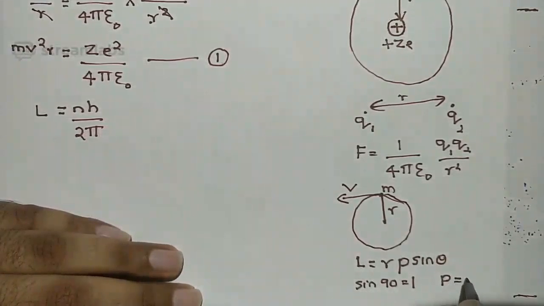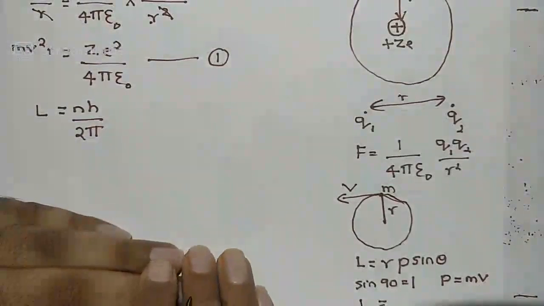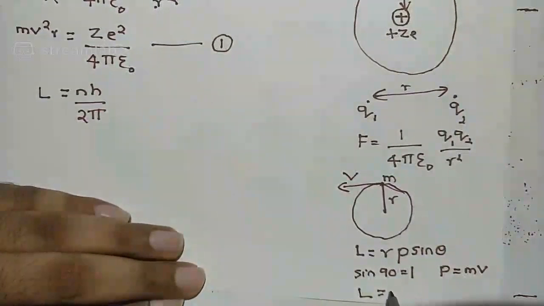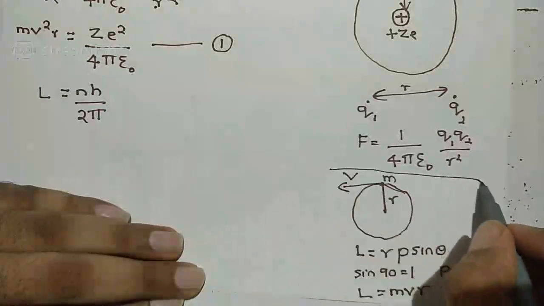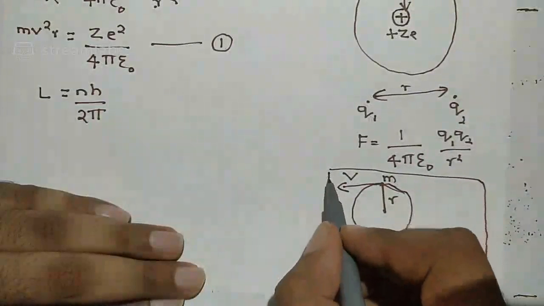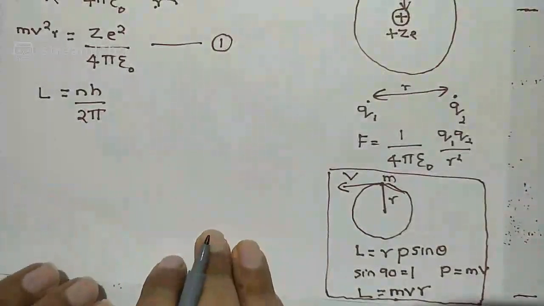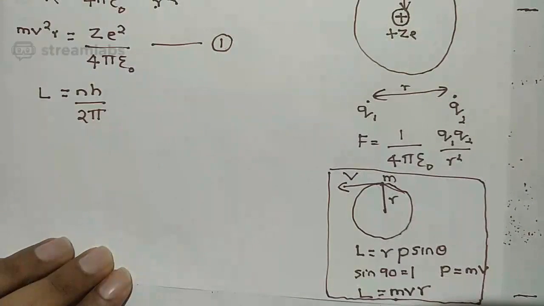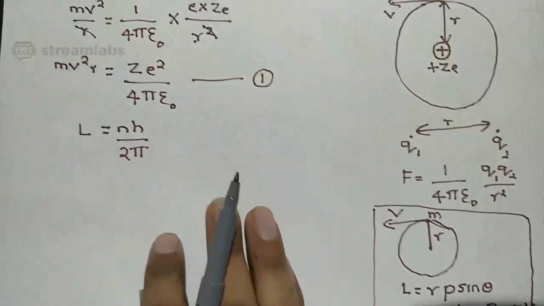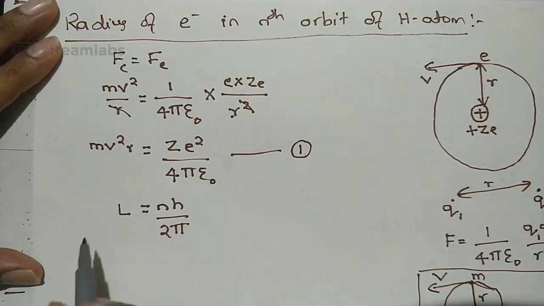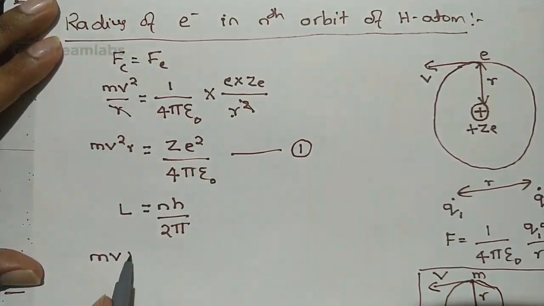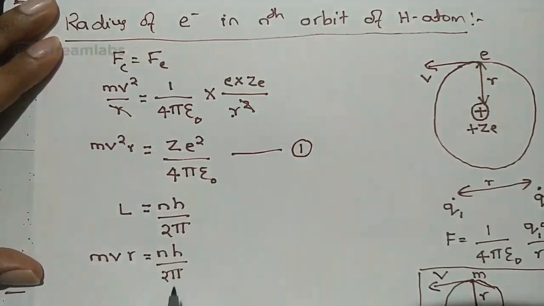The momentum of the particle is mass into velocity. Using this, what is the expression for L? Mass into V into R. This you have studied in rotational mechanics, the angular momentum of the revolving body. So what is the angular momentum of the revolving body? M into V into R. So we will incorporate that result here. So what is L? L is M into V into R equal to nh by 2 pi.